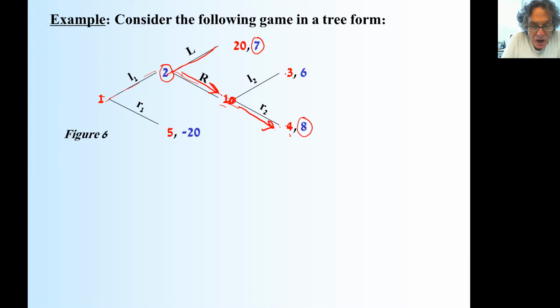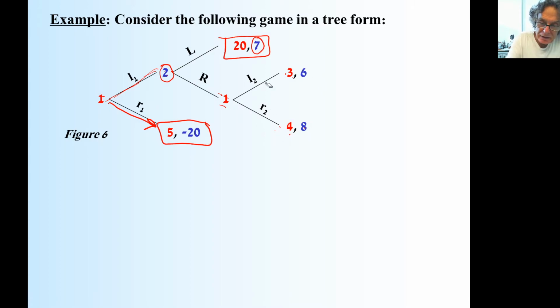And therefore, 1 says, if I go left, I'll end up with 4. If I go down, I'll end up with 5, and this is the only sensible outcome. 5 for me, negative 20 for player 2. Even though they could, they missed the 20 and 7. So that's the perfect equilibrium outcome.